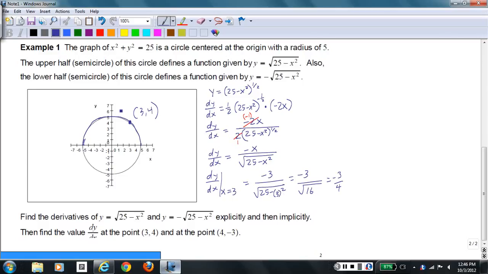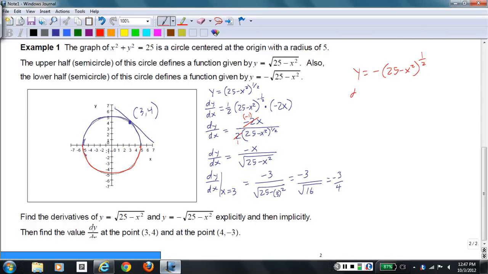So would this tangent line pass for one that has a slope of negative 3/4? You think maybe? Certainly negative. 3 down, 4 to the right, 3 down, 4 to the right. Slope of negative 3/4. Let's try it with the bottom half. If we want the bottom half, we would need to use y equals negative (25 minus x squared) to the 1/2, bottom semicircle.